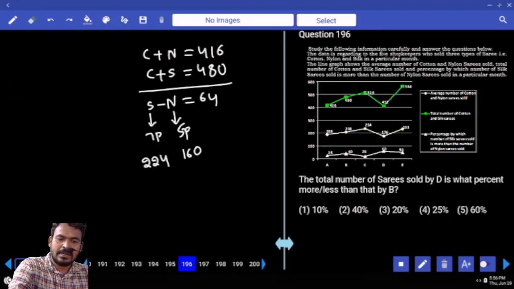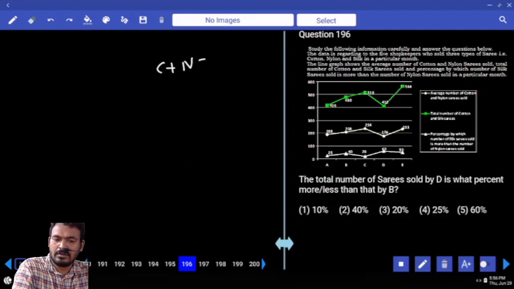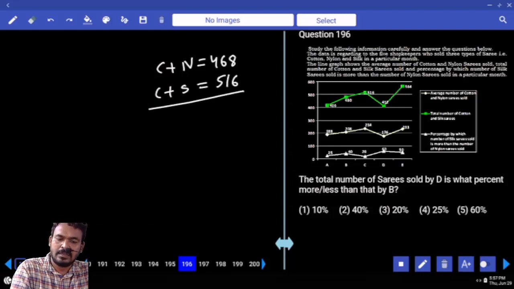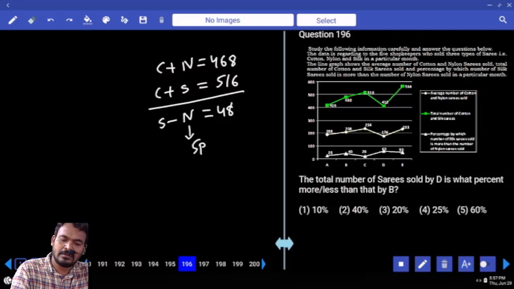Cotton plus nylon equal to how much? 468. Next, cotton and silk sarees is 516. Difference between silk and nylon is 48. What is the percentage difference? 20%. Means one will be 5 parts, another one 6 parts. Difference is 1 part. 1 part is 48, 5 parts are 240, 6 parts are 288.